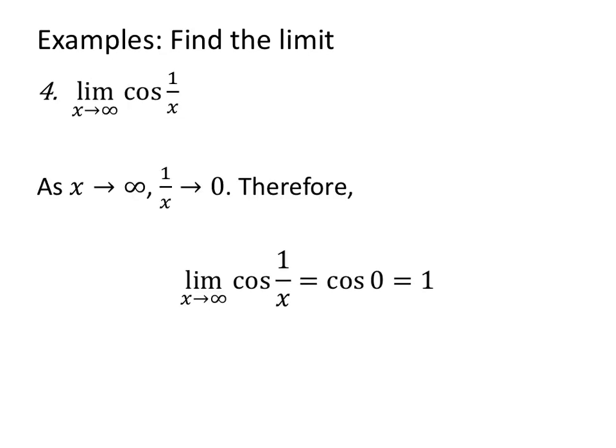A little bit of trig. Limit as x approaches infinity of cosine of 1 over x. Remember, the limit goes through composition of functions. So as x goes to infinity, 1 over x goes to 0. Therefore, the limit as x approaches infinity of cosine of 1 over x will equal cosine of 0, which we all know to be 1. Just because it has trig doesn't make it hard. Get yourself out of that mindset. Sometimes these are the easier problems.